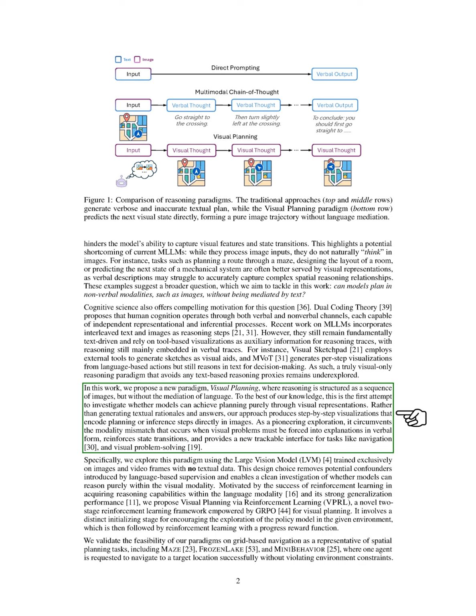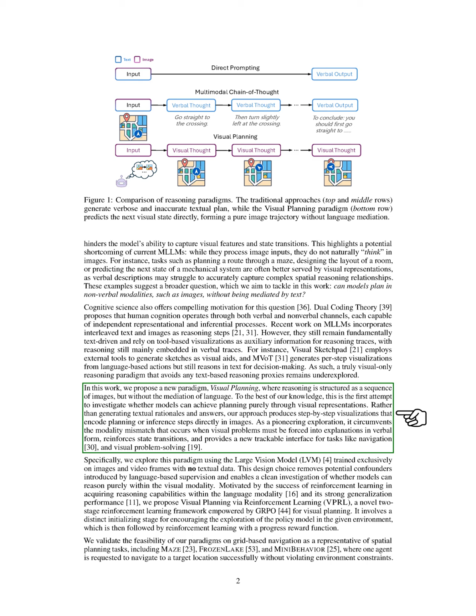To address this gap, we propose a new approach called visual planning, where reasoning is conducted entirely through images without any text involvement. This is, to our knowledge, the first attempt to see if models can plan using only visual representations. Instead of generating text-based rationales, our method creates visualizations that represent planning steps directly in images. This approach avoids the issues that arise when visual tasks are forced into verbal explanations and enhances the tracking of state transitions for tasks like navigation and visual problem solving.